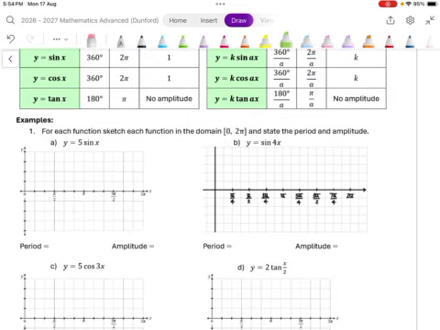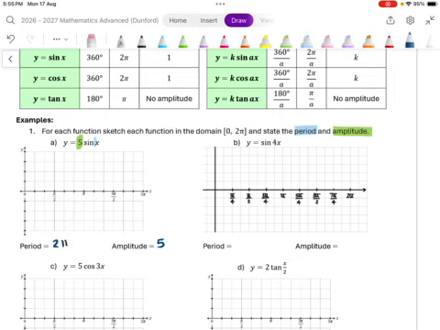So for each function, we're going to sketch each function in the domain of 0 to 2 pi. So we're working in radians, and we're going to state the period and the amplitude. Our amplitude is the value in front of our function. So in this first one, y equals 5 sine x, that means that our amplitude is going to equal 5. So it is not changing the shape of our sine curve horizontally, only vertically. And we have that our period is going to be 2 pi.